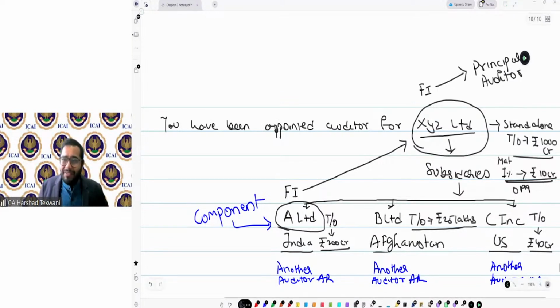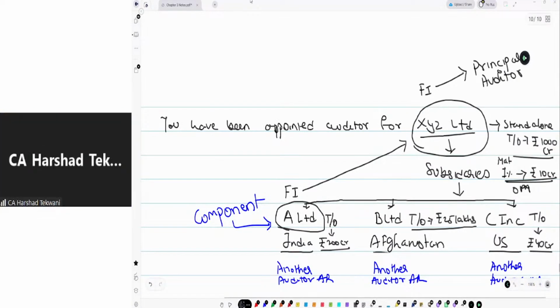Now you tell me, based on this overall materiality, do you still think that I need to have the audit report of all the three entities? Based on this overall materiality and the turnovers, do you think that I still need to go and see the audit reports of A Limited, B Limited, and C Limited? What do you think? From the materiality point of view, what do you think?